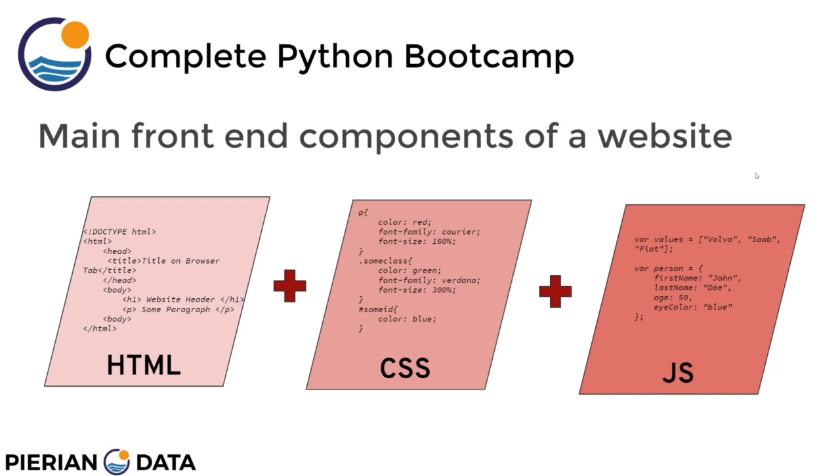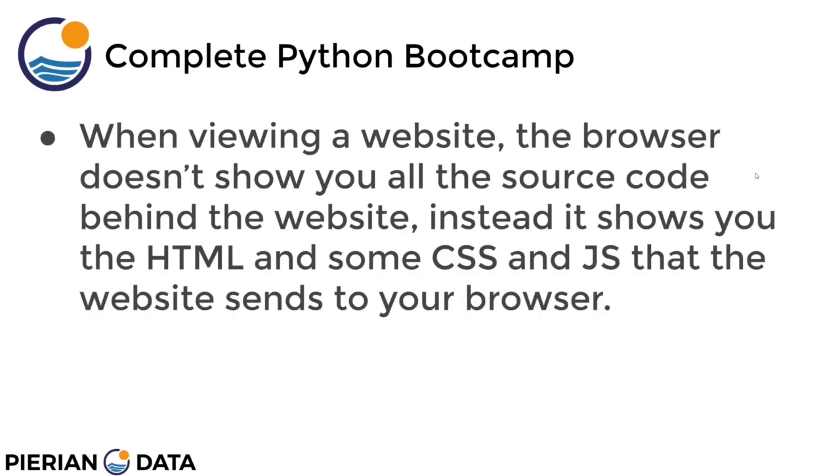Here are the three main components of the front end of a website. Essentially, these are the three things that are being passed into your browser, and then your browser uses this to show you something that's human readable. And Python is basically going to grab these raw documents or this raw code itself and then extract information that it wants from it. When viewing a website, the browser is not going to show you all that source code. Instead, it shows you the HTML and some CSS and JavaScript that the website sends to your browser, and your browser processes that information.